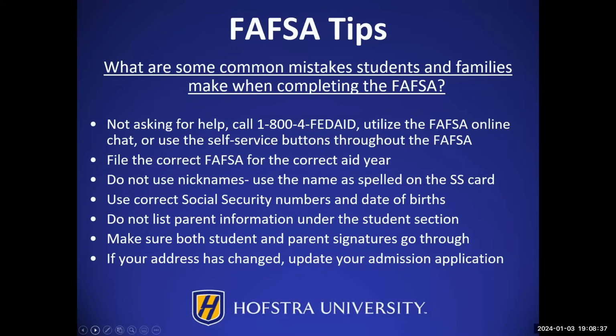If your student is a high school senior and will be entering their freshman year of college in the fall of 2024, you want to make sure you're completing the 2024-2025 FAFSA application. Make sure you're not using any nicknames. Use the name as spelled on the Social Security card. Make sure you're using correct Social Security numbers and dates of birth. Do not list any parent information under the student section or vice versa. And make sure both student and parent signatures go through, which I'll show you on another slide.